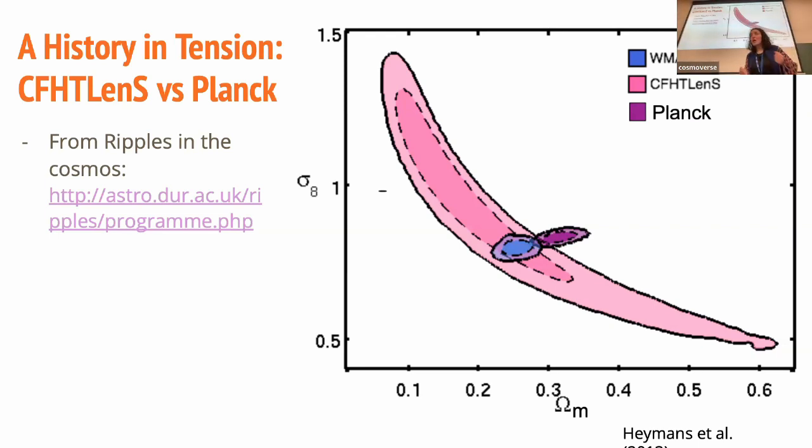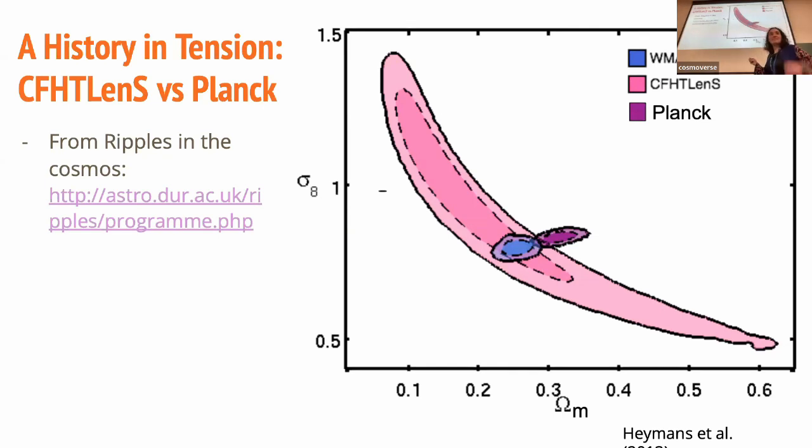Now let me give you a little bit of a history about tension, given that this is a conference about tension. Okay, so it all started in 2013 for weak lensing. So this is a plot from this conference. That was in 2013, I think, or maybe it was 14. And this is showing this banana here. It's showing the cosmic banana.